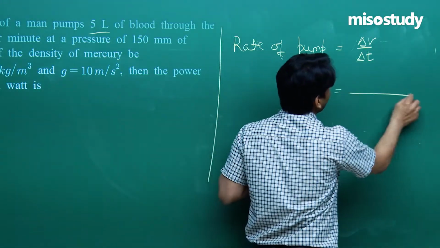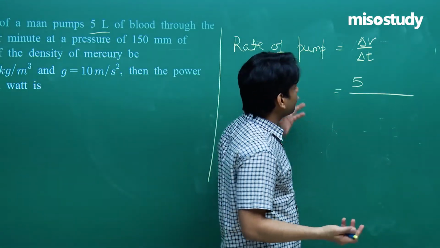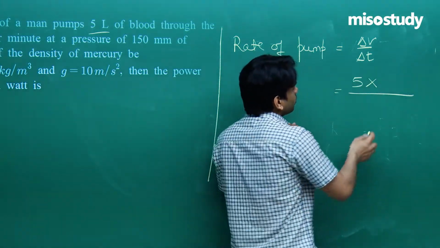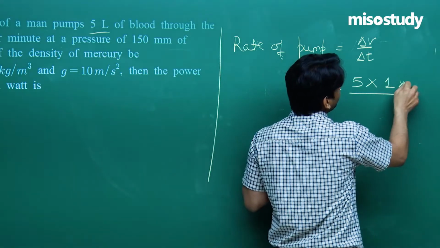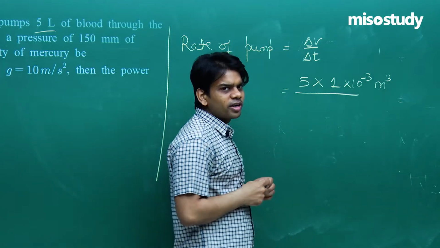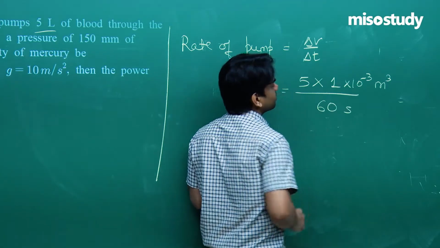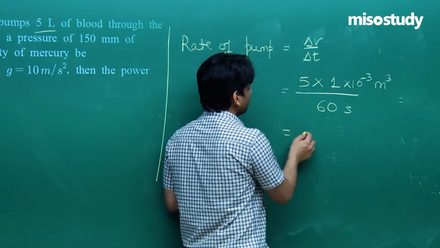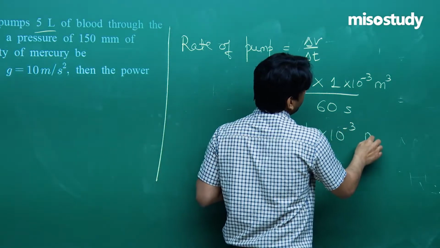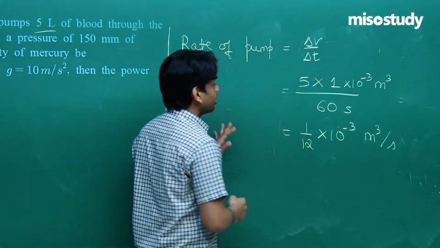So can we write this as 5? And the amount, that is 5 liters, so 1 liter is how much? 10 to the power minus 3 cubic meter. So 5 liter is 5 into 10 to the power minus 3 cubic meter. This is what you can express, because 1000 liters is equal to 1 cubic meter. Divided by time, that is 60 seconds. So this will be 1 upon 12 multiplied with 10 to the power minus 3 cubic meter per second. This is the rate of pump.